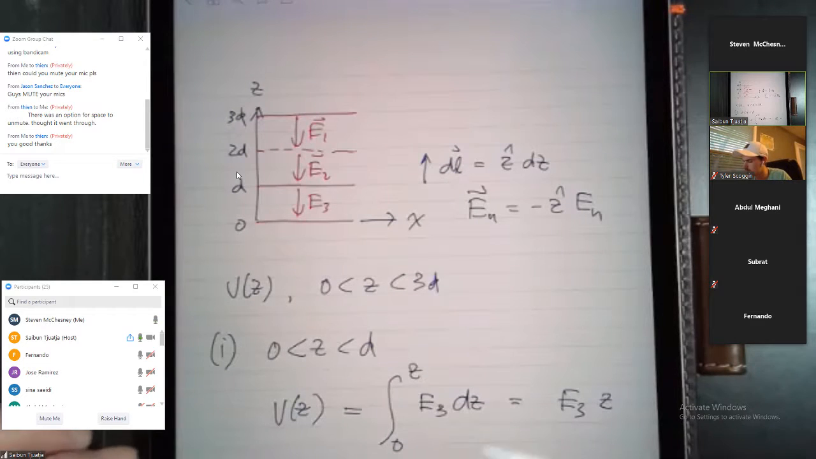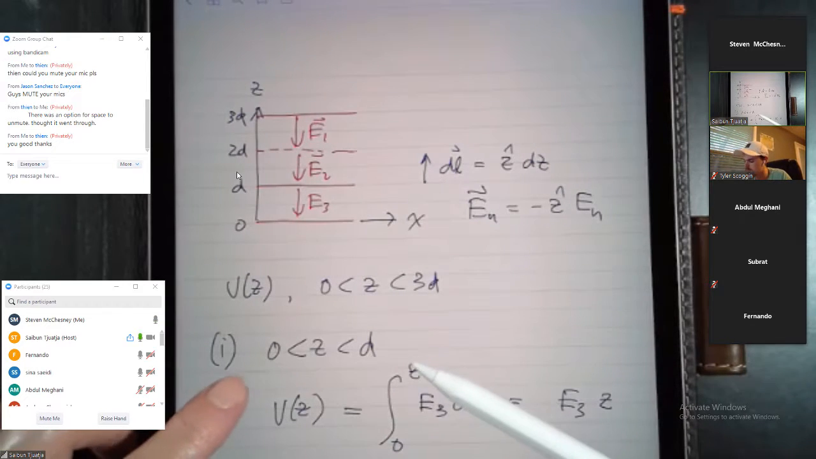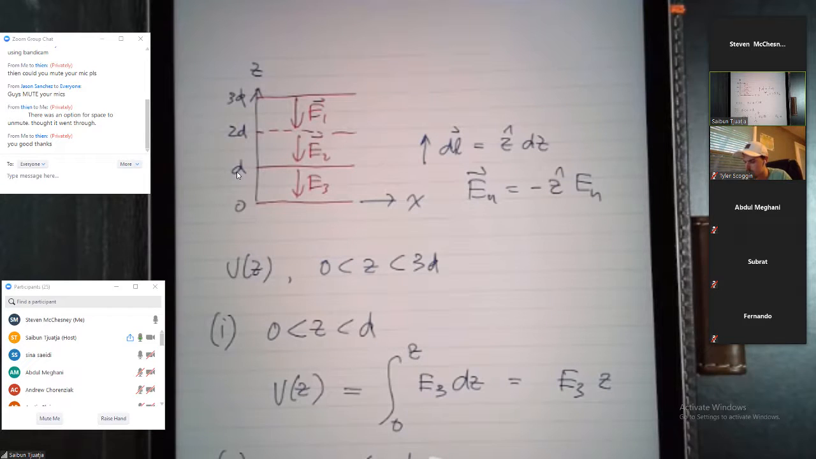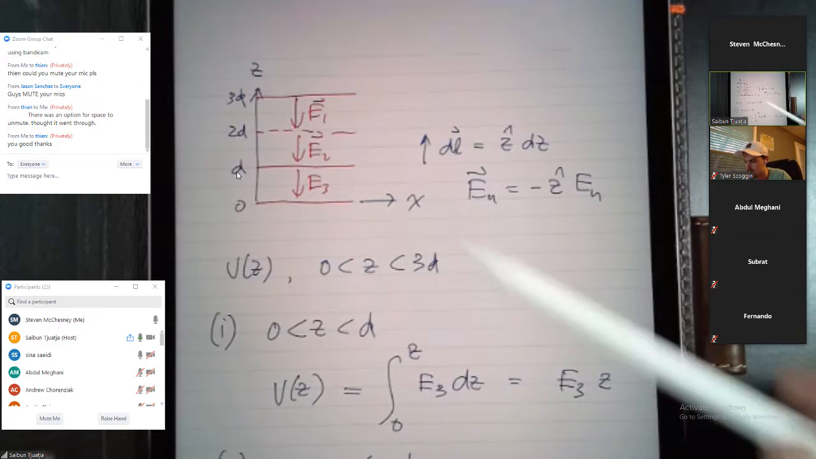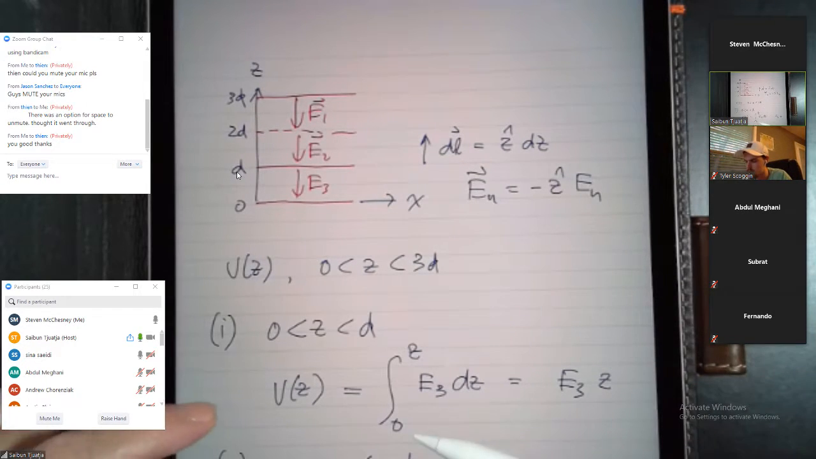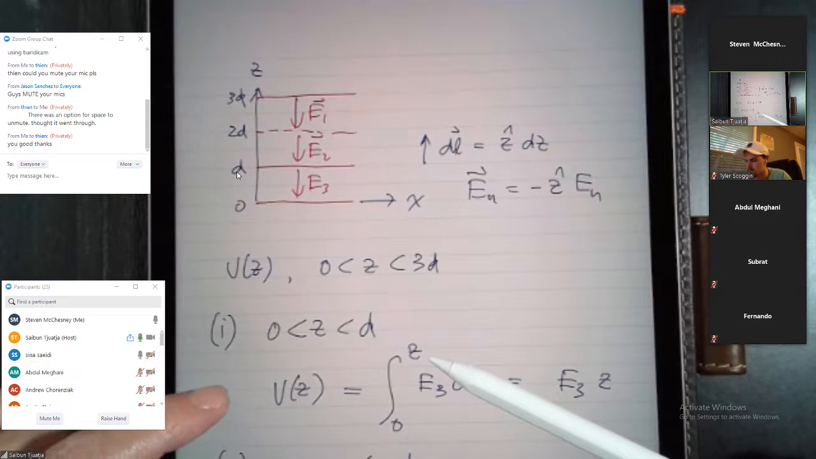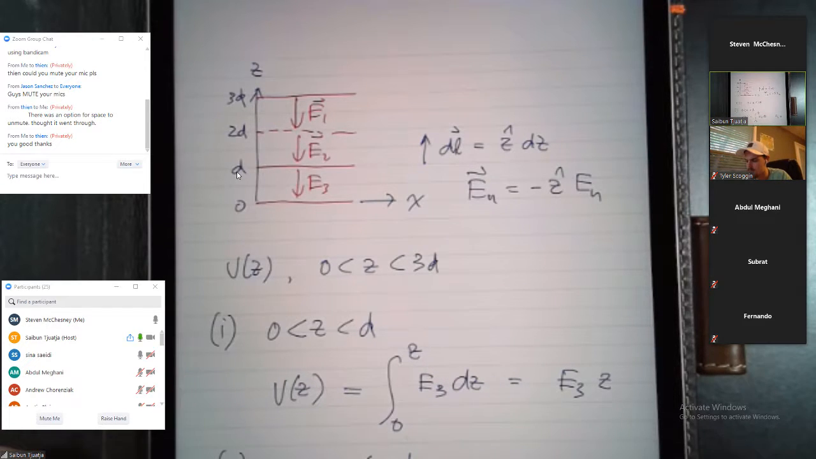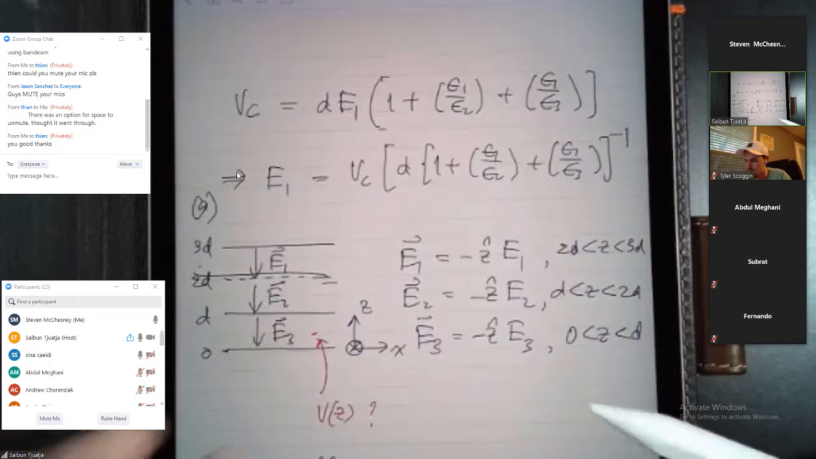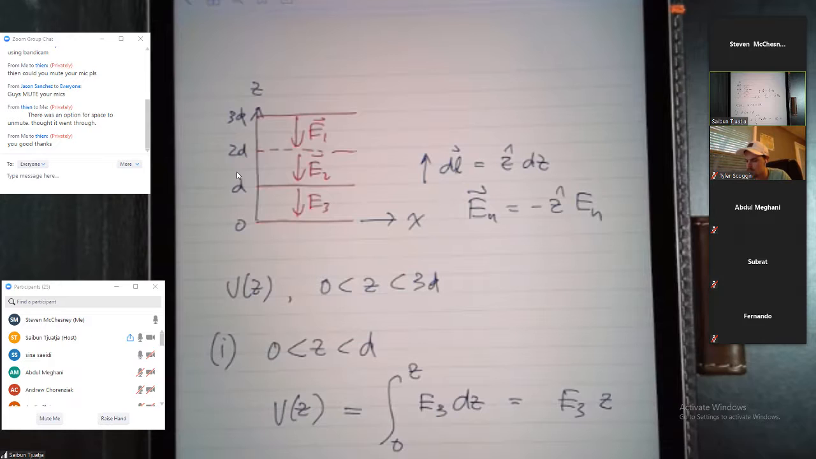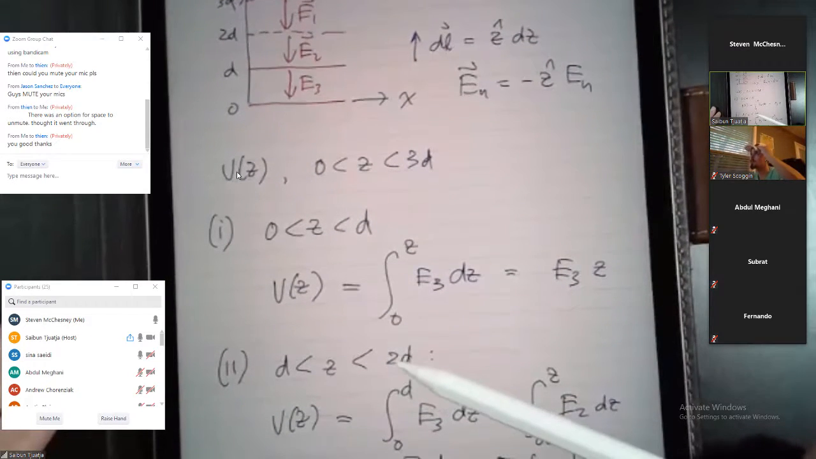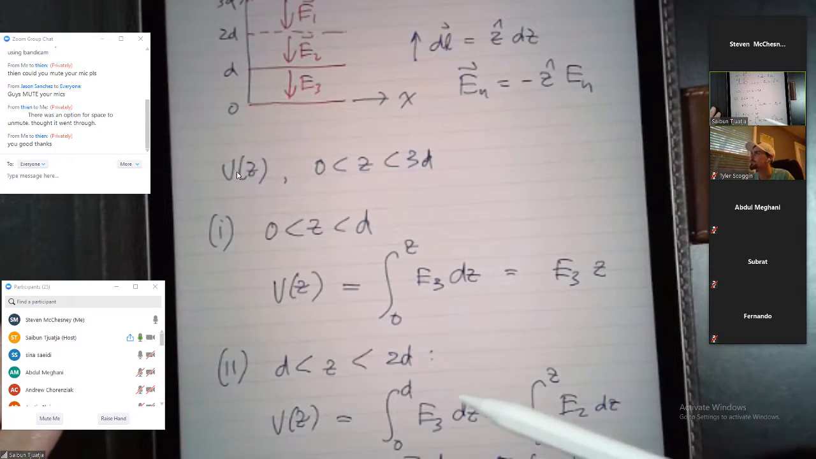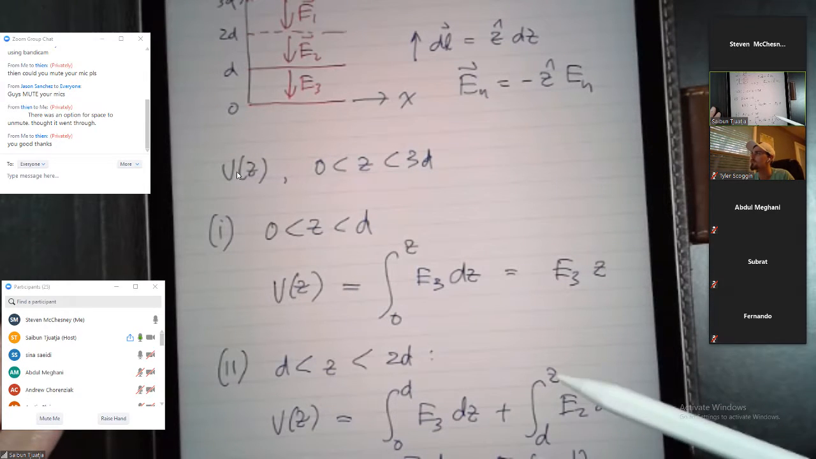It keeps going between 0 and D, because remember our reference is at 0. All the voltages when we talk about voltage over here are referenced to 0. So I integrate from 0 to Z. And if my Z is in a different region, for example in region 2, then the reference is in region 3, so I have to sum up this whole thing plus whatever part is within that region.